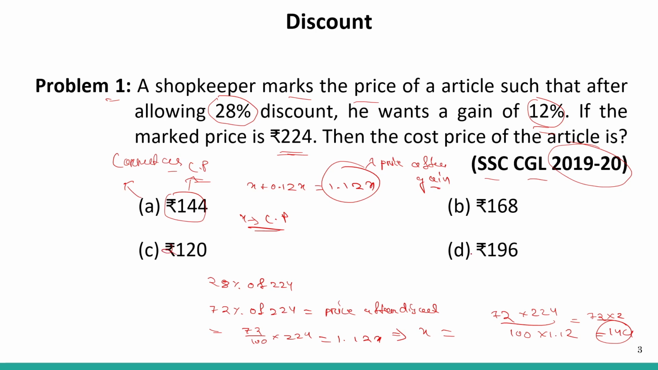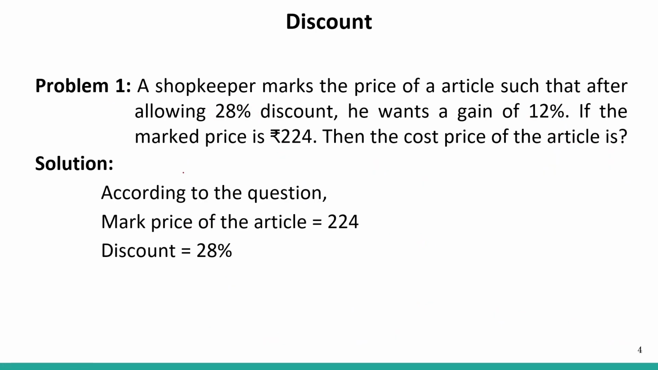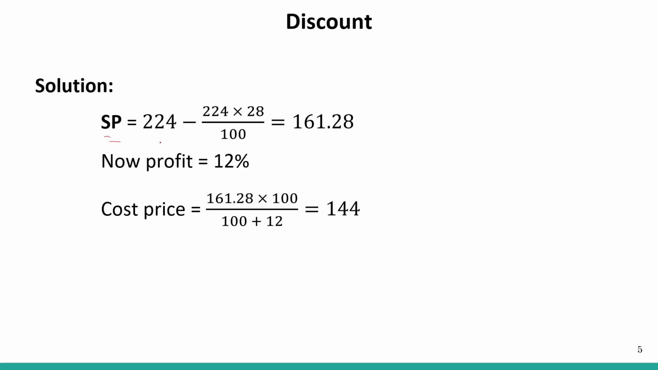The other options, A, C and D, are all wrong answers here. Let's go forward with a step-by-step solution. According to the question, the mark price of the article is given as 224. The discount is 28%, applied on the mark price. So the selling price is equal to 224 minus 224 into 28 by 100, which is nothing but 161.28. Now the profit is 12%, so the cost price will be 161.28 into 100 whole by 100 plus 12, which is equal to 144.